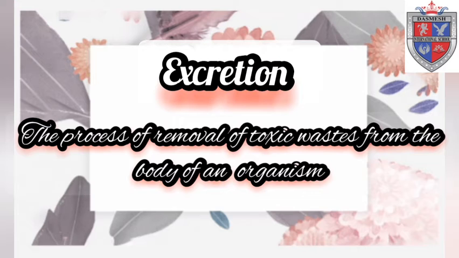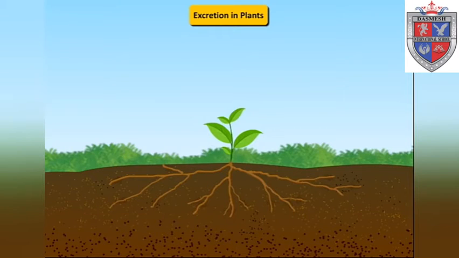Today we will discuss the last life process, that is excretion. It is the process of removal of toxic waste from the body of an organism. So let's discuss it. Excretion in plants.